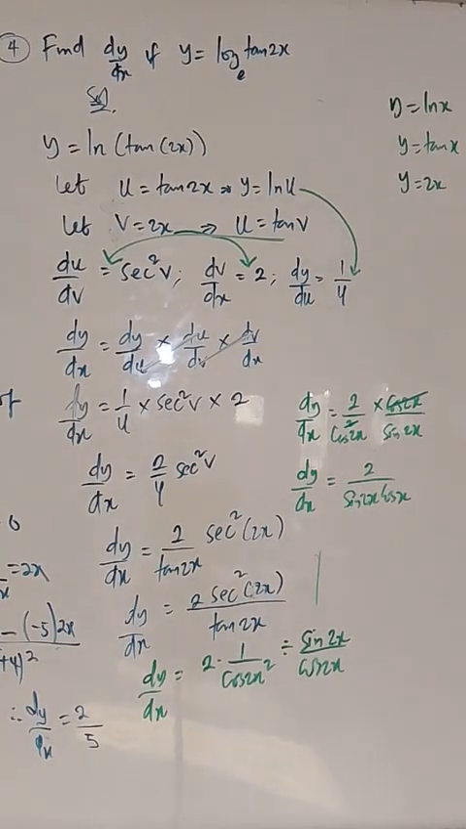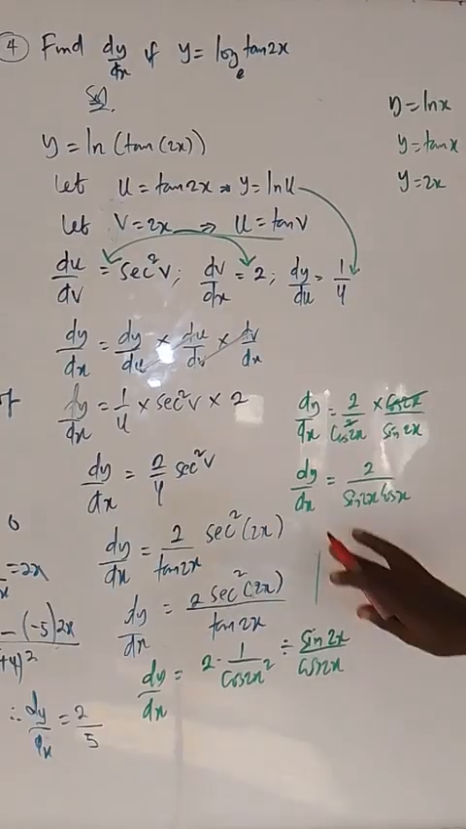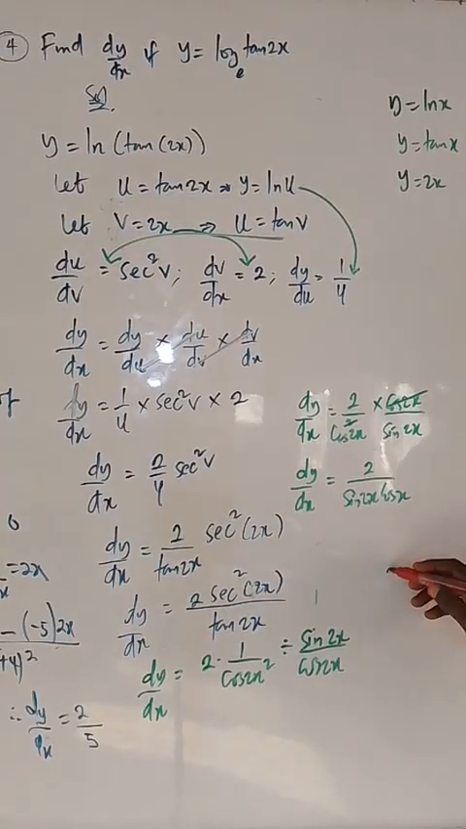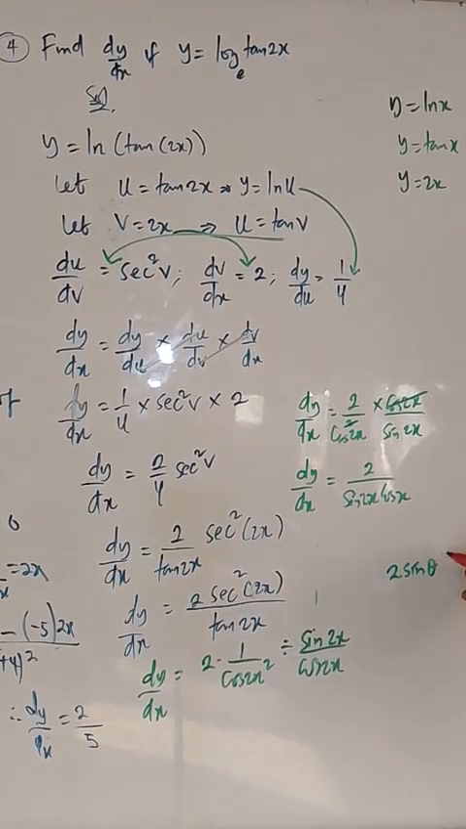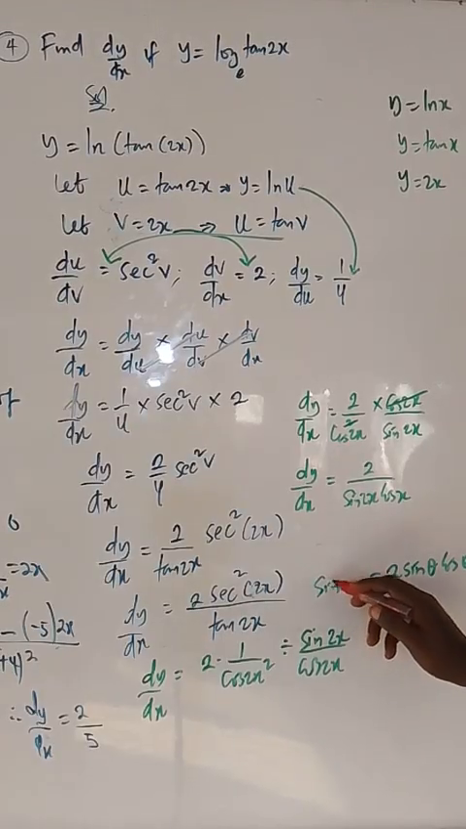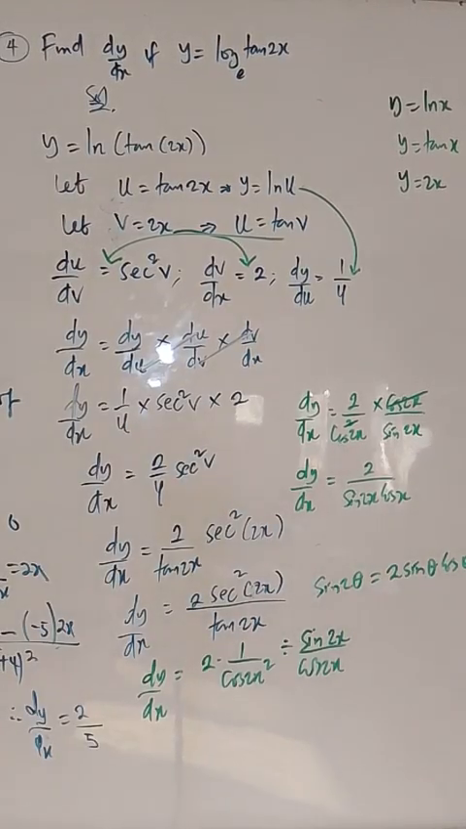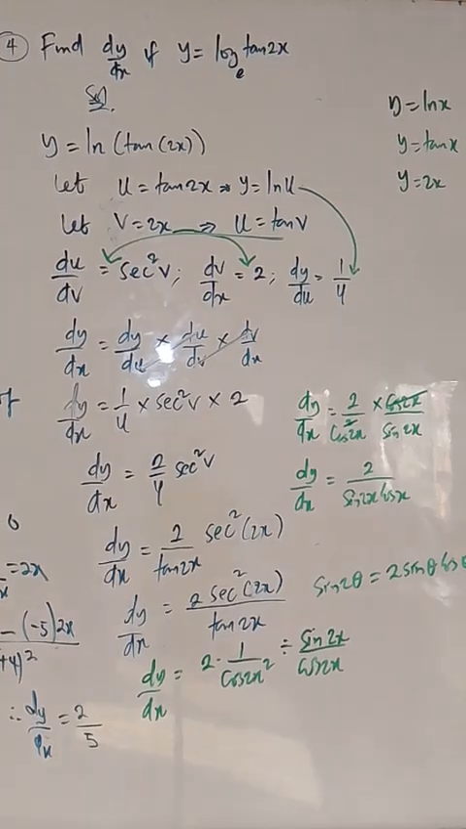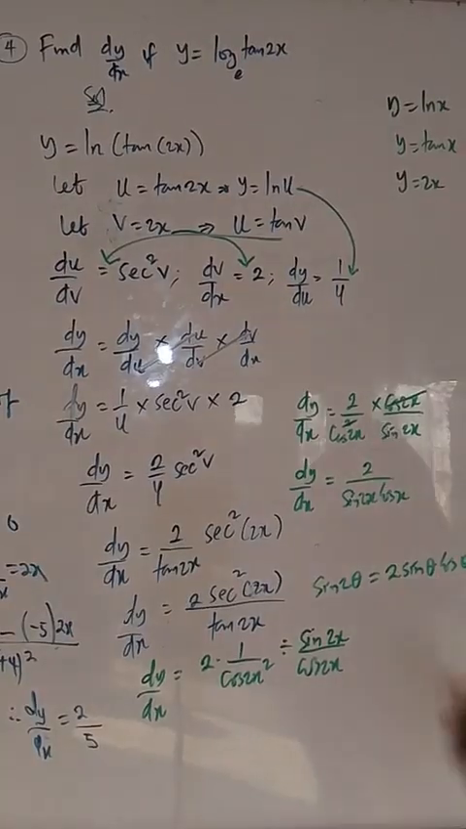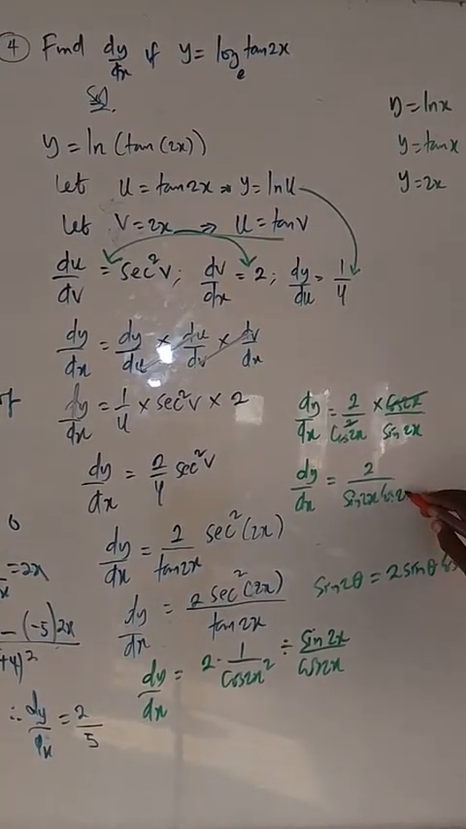And in fact, you can still simplify this further. Why? Because we know that 2 sin theta cos theta equals sin 2 theta, right? Sorry, this is meant to be 2x.